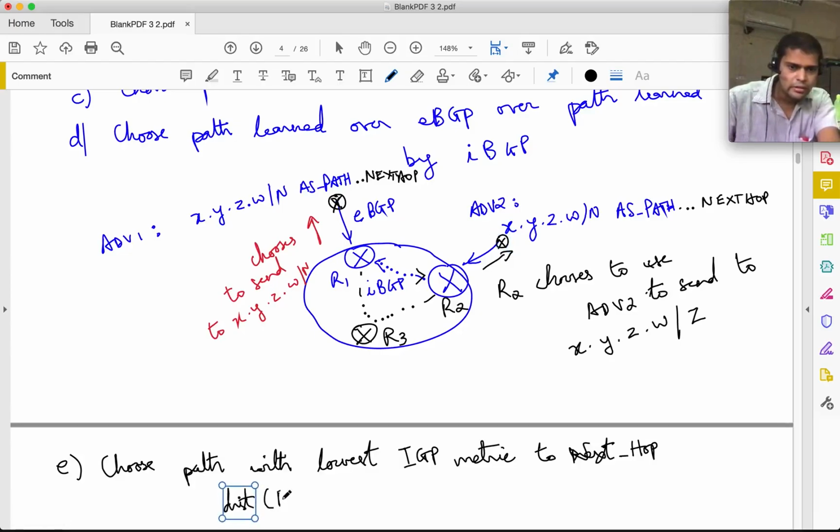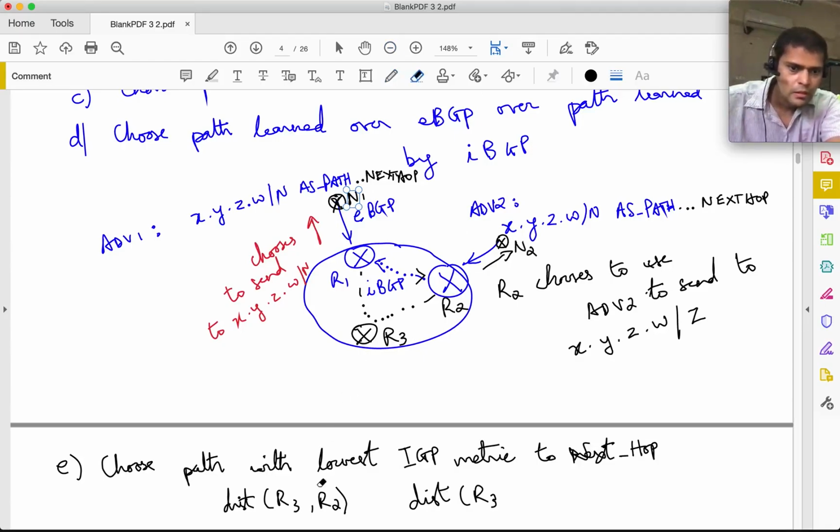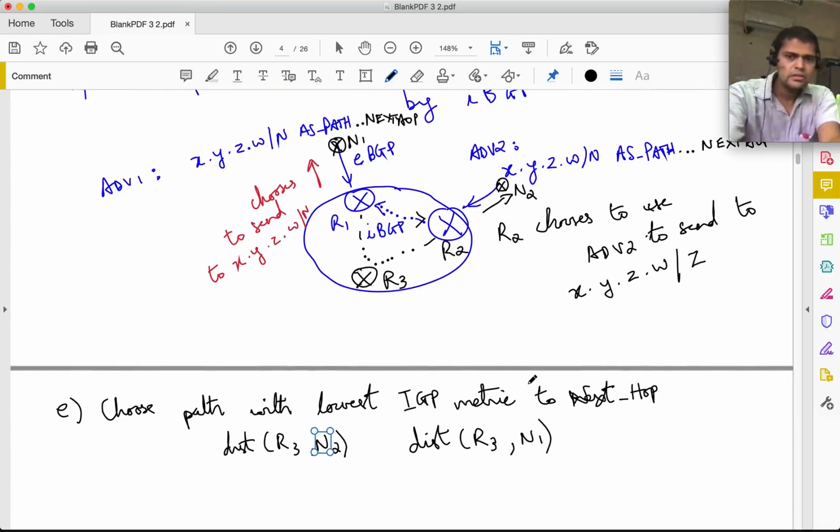So R3 looks at the distance and he sees the distance from R3 to R2, okay, and he compares that to his distance. Maybe instead of calling that, I just call this N1 and N2. So he's going to compare these distances based on the metrics, whatever the link weights are here. He finds the shortest path, and whichever one is smaller, he will choose that as the appropriate path.